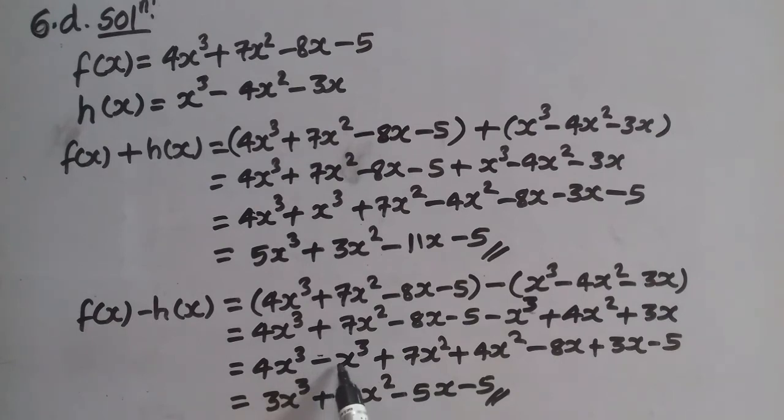4x cube minus x cube, here is plus and minus, so you have to subtract 4 minus 1. If there is no any coefficient, then it means coefficient is 1, so 4 minus 1 is 3 and x cube. Here plus 7 plus 4, so 7 plus 4 is 11x square, and here minus, here is plus, so you have to subtract 8 minus 3 is 5 and greater number is 8, it has sign minus, so here is sign minus, and minus 5 as it is.